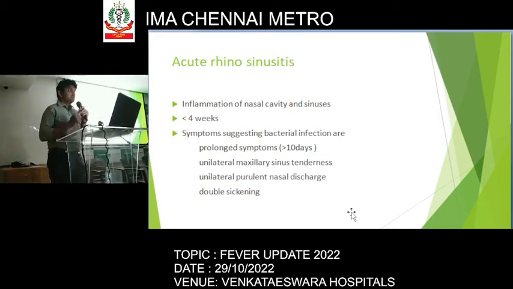Double sickening is when a patient first harbors a viral infection and has a first phase of symptoms, which then settle with the settling of the viral prodrome. But as the mucociliary defense mechanism gets affected, he goes into a second phase of sickening from the bacterial infection or superinfection. That is what we call double sickening.